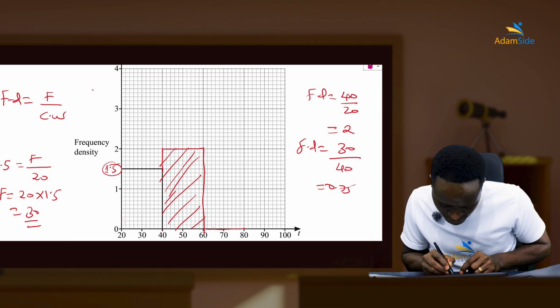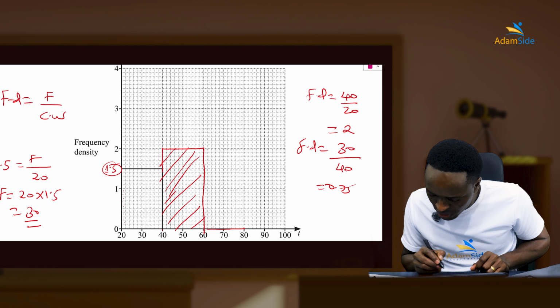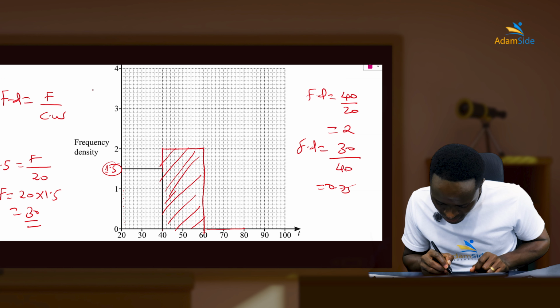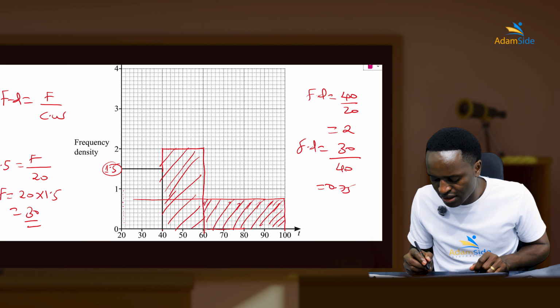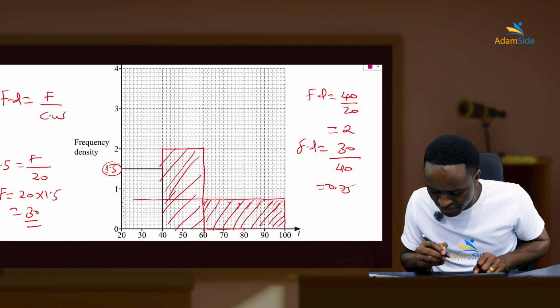So you go to 0.75. Counting 1, 2, 3, 4, 5, 6, 7, 8, 9, 10, so 1 is 0.1. We need 0.7, so count 1, 2, 3, 4, 5, 6, 7. So 0.1 times 7, it will reach up to there. Yes, you get 0.75.